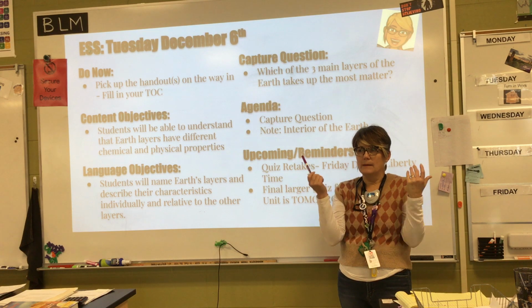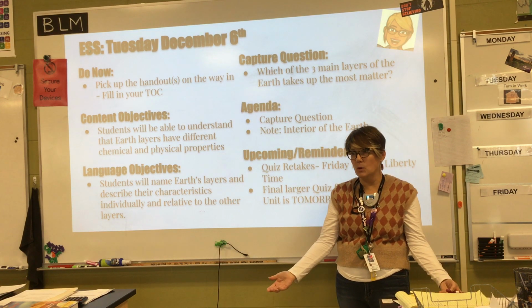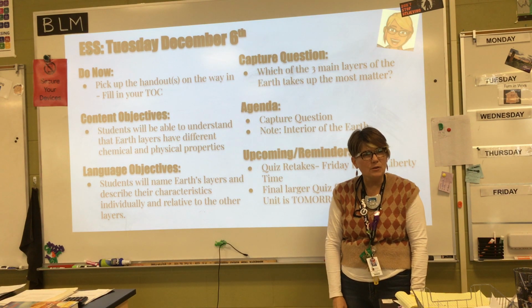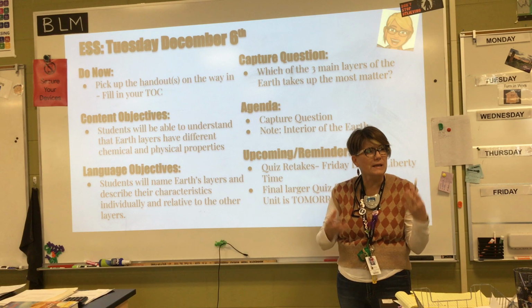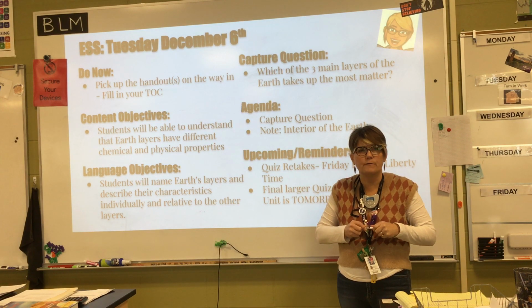Way higher. It's the most dense. We believe it's made mostly of iron and nickel. But we've never been there. We've never been to the core. So how do we really know? What's our evidence to say what the chemical composition of the core is?